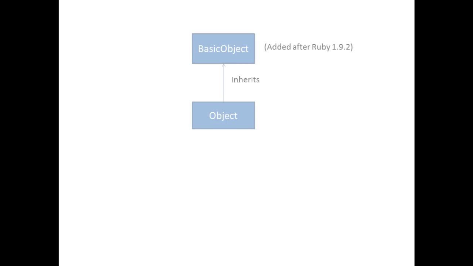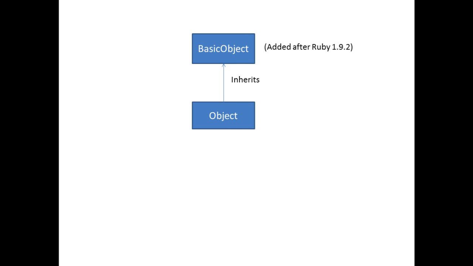Before we dive into Ruby's Singleton class, let me give you a brief review of Ruby's class hierarchy and method lookup. So here we've got two Ruby's built-in classes. At the top, there's the basic object class, which is added after Ruby 1.9.2. It's now the ultimate ancestor of all the other classes in Ruby. And below the basic object class is what we've been very familiar with, the object class.